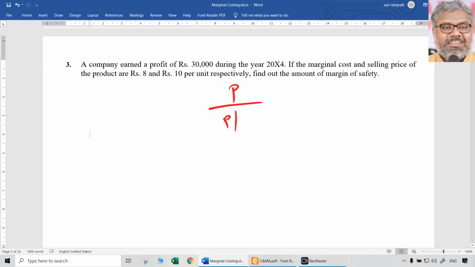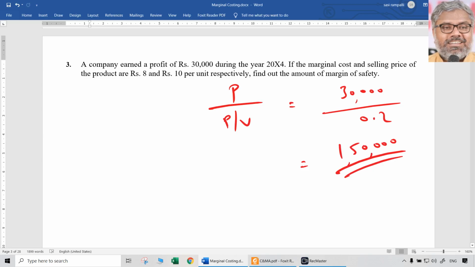Margin of safety formula is profit by PV ratio. Profit is how much? 30,000. How much is PV ratio? PV ratio is nothing but contribution by sales into 100. So when selling price is 10 rupees, marginal cost is nothing but variable cost, that is 8 rupees. 2 rupees is contribution per unit. So 2 by 10 means 20% is the PV ratio. 30,000 divided by 0.2, which means 1,50,000 is the margin of safety.